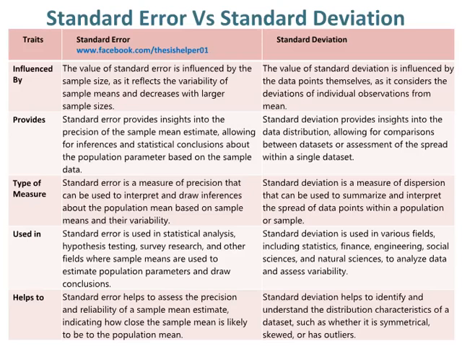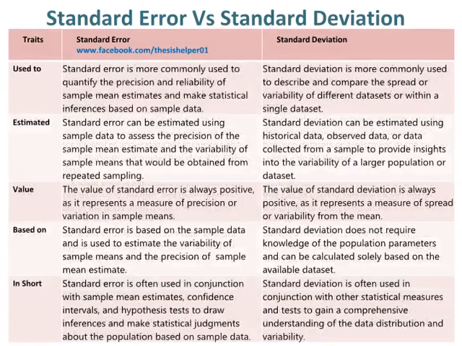Standard error helps to assess the precision and reliability of a sample mean estimate, indicating how close the sample mean is likely to be to the population mean. Whereas, standard deviation helps to identify and understand the distribution characteristics of a dataset, such as whether it is symmetrical, skewed, or has outliers. Standard error is more commonly used to quantify the precision and reliability of sample mean estimates and make statistical inferences based on sample data.